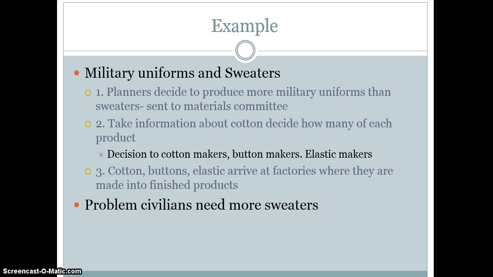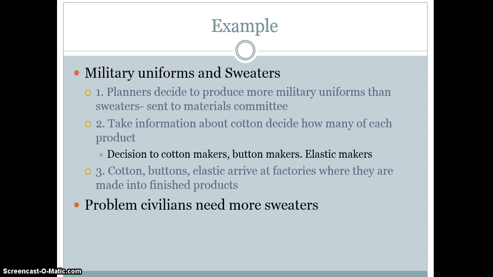Example would be military uniforms and sweaters. So first thing that happens is planners decide to produce more military uniforms than sweaters. So military good versus a consumer good. So they send the materials to a committee. This committee is going to decide which factories are going to get what input so they can make uniforms and sweaters.